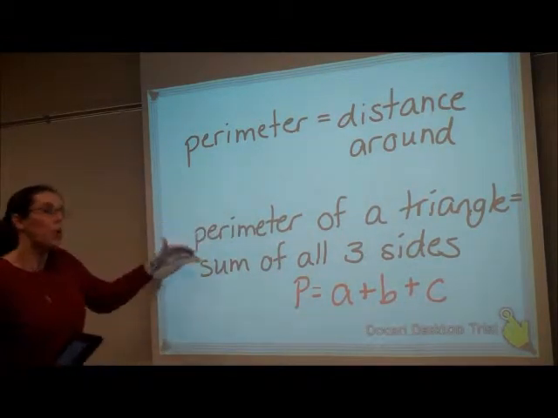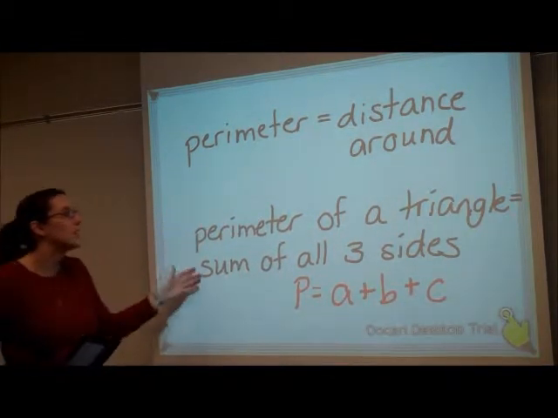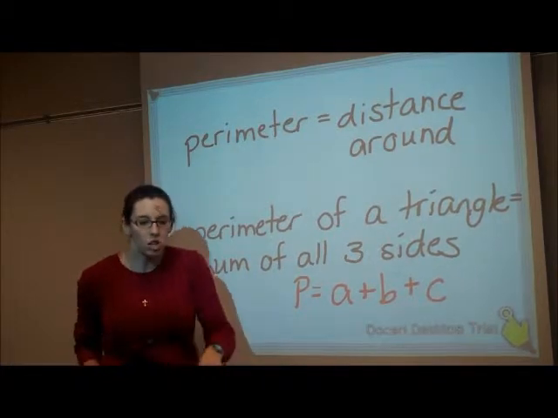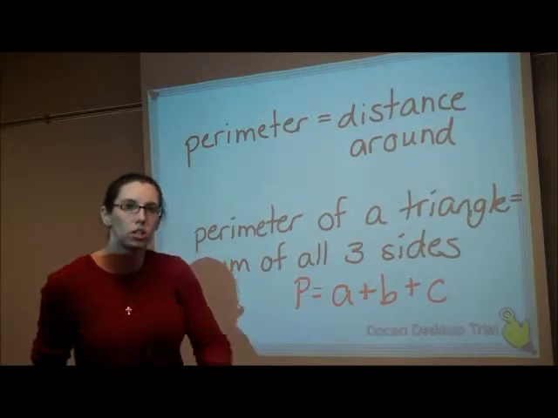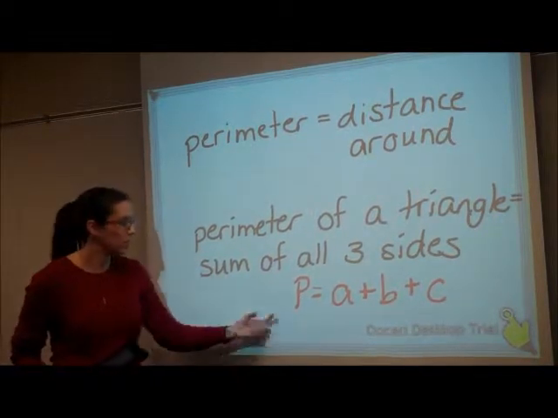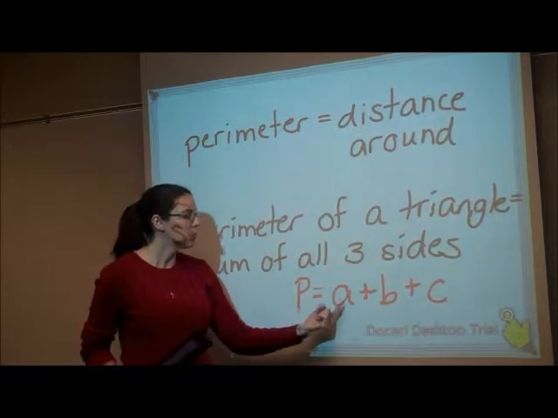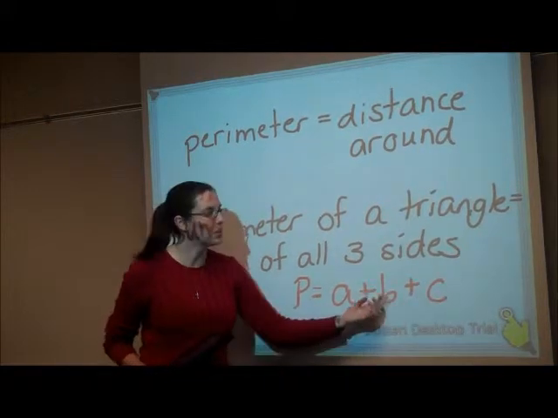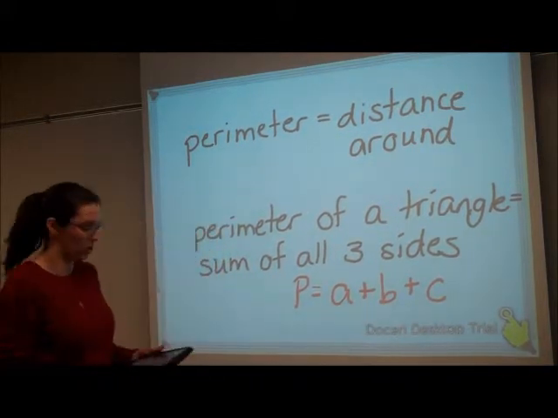So the perimeter of a triangle is the sum of all three sides. How long are you walking if you walk all along the outside of that triangle? Sometimes you'll see the formula written like this: P for perimeter equals A plus B plus C. These represent the three side lengths of your triangle.